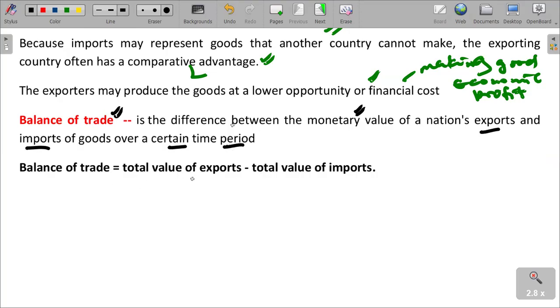So total exports minus value of imports gives us either a positive or a negative balance of trade. In either way, it is as a result of the economic performance. It is as a result of the situation that we are having when it comes to the value of the imports and exports. So that's what we just want to quickly talk about now.